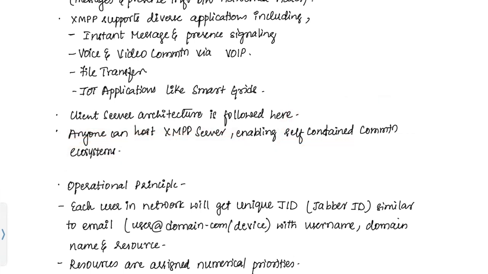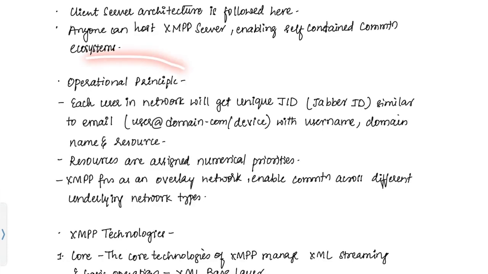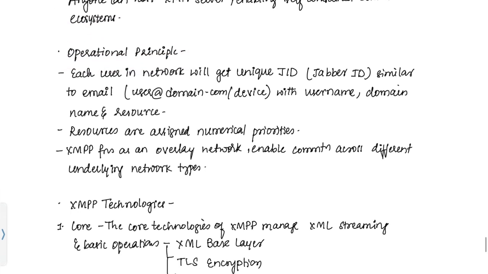So here it is, the decentralized model. There is no authority to control anything. Next we have the operational principle. Here each user in a network will get a unique JID. JID is Jabber ID. This is similar, quite similar, to the email which we have.